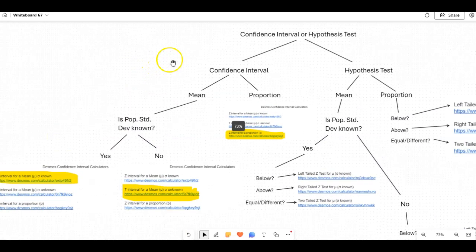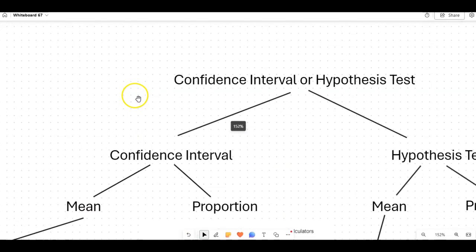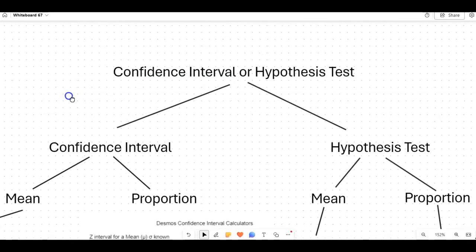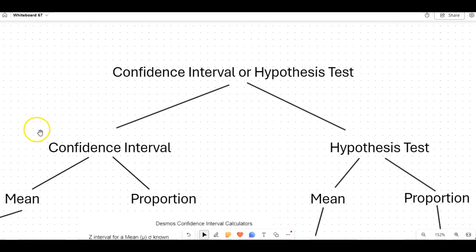The way that you're always going to start this process is you have to determine: do I have a confidence interval? Do I have a hypothesis test? The way that you're going to know is the wording of the problem. If it's a confidence interval, you're going to see things like construct a confidence interval, or estimate the true value of some population parameter like a mean or a proportion with blankety blank percent confidence, usually like 95 or 99% confidence. But you're going to see this word somewhere in there. The word confidence is typically going to be present when you have a confidence interval.